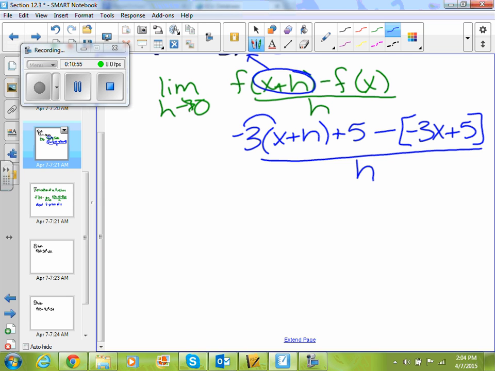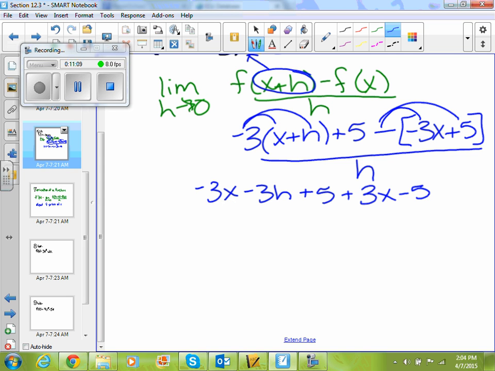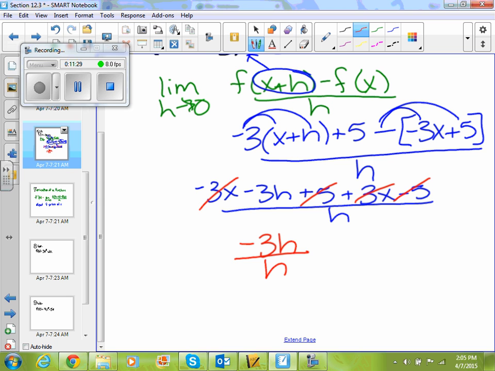So if I distribute my negative 3, I get negative 3x minus 3h plus 5. And if I distribute my minus, negative times a negative gives me a positive 3x. Negative times 5 gives me negative 5. Divided by h. Cancel what cancels out. So negative 3x and positive 3x cancel. 5 minus 5 cancels. So I'm left with negative 3h divided by h. And those cancel. So my derivative of that function is negative 3.